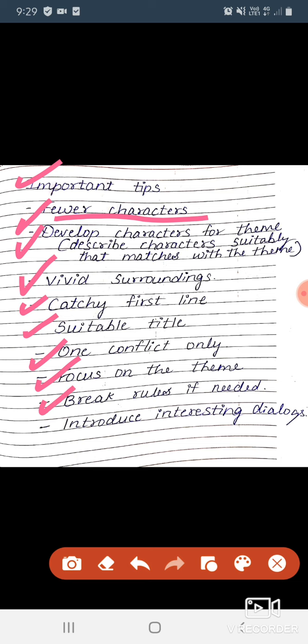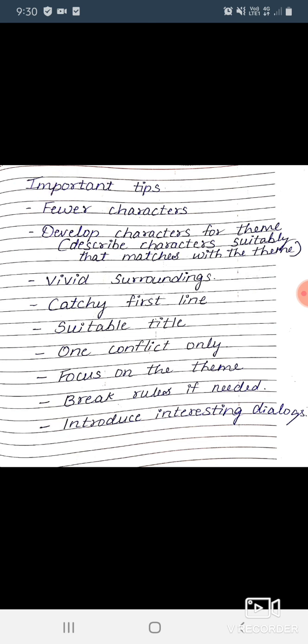Break rules if needed. Now we have studied these many rules. There are some more rules as well. If you think your story will be interesting if you break all these rules, that's totally fine. You can also introduce interesting dialogues. If you don't want to write the story in the form of paragraphs, you can also introduce some dialogue, some conversation between your characters. Now this was all about story writing.